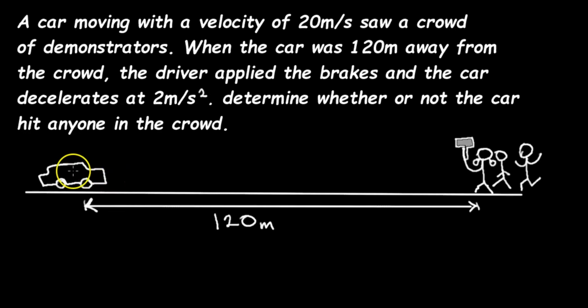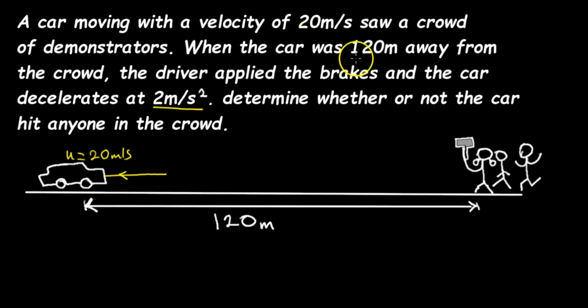So we have a car traveling at initial velocity 20 meters per second. Then it saw some demonstrators 120 meters away from it. Then it started to decelerate. Decelerate means that the speed started to reduce at a rate of 2 meters per second squared. So we have to determine whether or not the car hit anyone in the crowd.